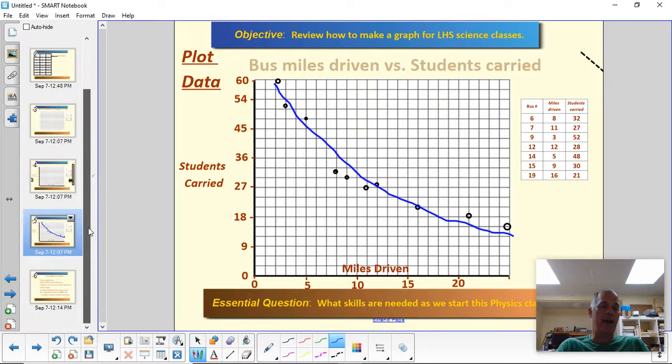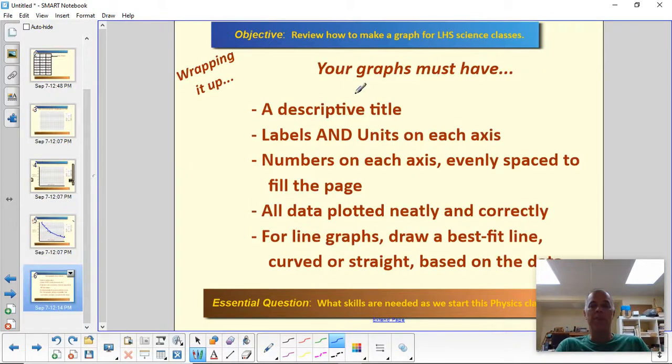Okay, so let's wrap this up. What does your graph have to have? You've got to have a descriptive title, and it has to be a title that actually says what the data is, not just my graph or Mr. Robinson's graph. It's got to say what you're actually making a picture of, what numbers you're making a picture of. On the axes, you've got to have labels for each axis and the units the numbers represent on each axis. Both of those are very, very important because they tell the reader what they're looking at.